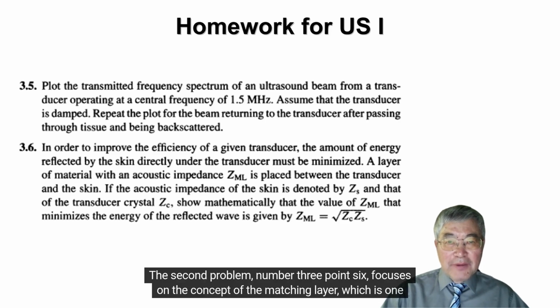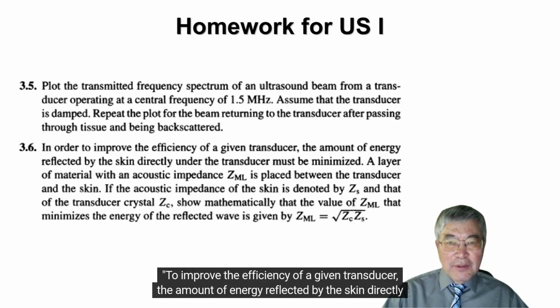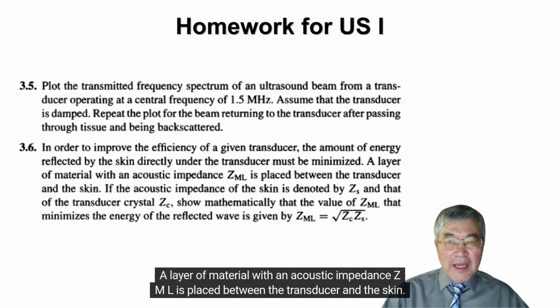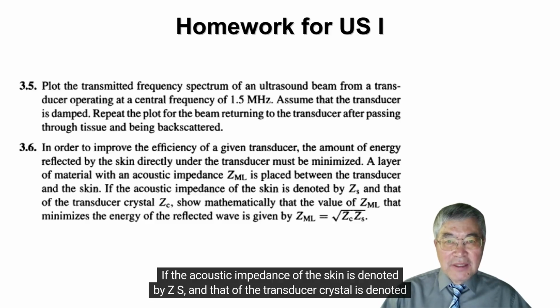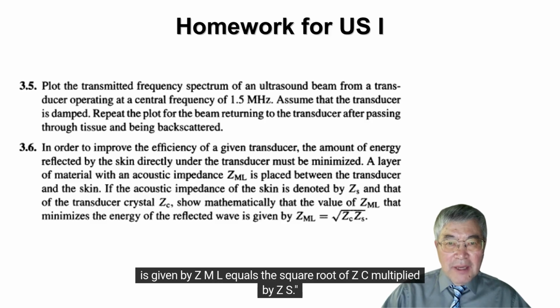The second problem, number 3.6, focuses on the concept of the matching layer, which is one of the most important topics we covered today. The question is, to improve the efficiency of a given transducer, the amount of energy reflected by the skin directly under the transducer must be minimized. A layer of material with an acoustic impedance, ZML, is placed between the transducer and the skin. If the acoustic impedance of the skin is denoted by ZS and that of the transducer crystal is denoted by ZC, show mathematically that the value of ZML that minimizes the energy of the reflected wave is given by ZML equals the square root of ZC multiplied by ZS.